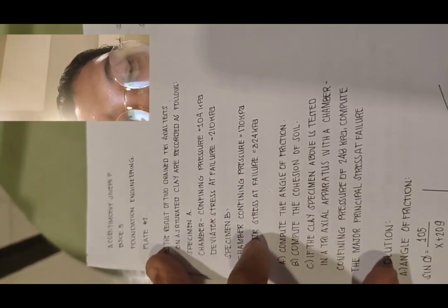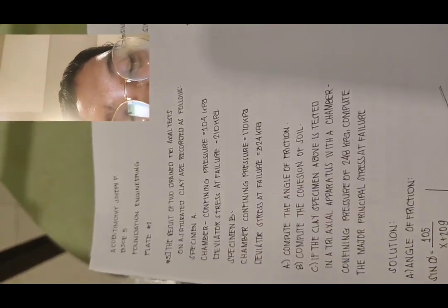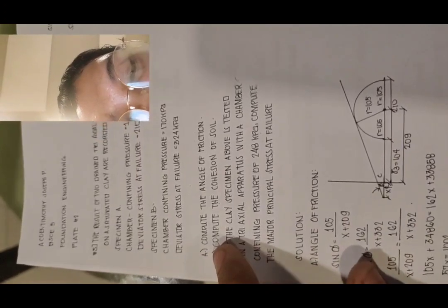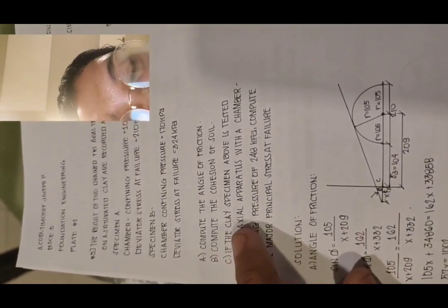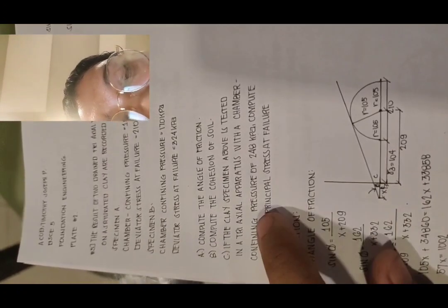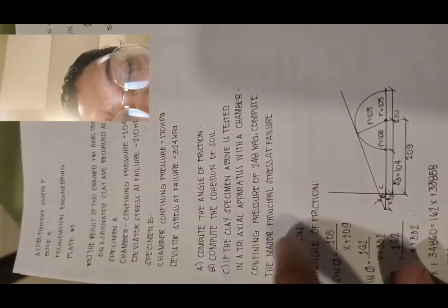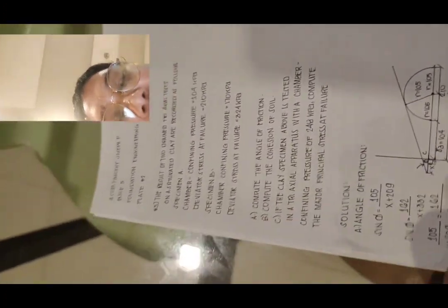Specimen B, we have chamber confining pressure 170 kPa and deviator stress at failure 324 kPa. So A, compute the angle of friction. B, compute the cohesion of soil. And letter C, if the clay specimen above is tested in a triaxial apparatus with a chamber confining pressure of 248, compute the major principal stress at failure.